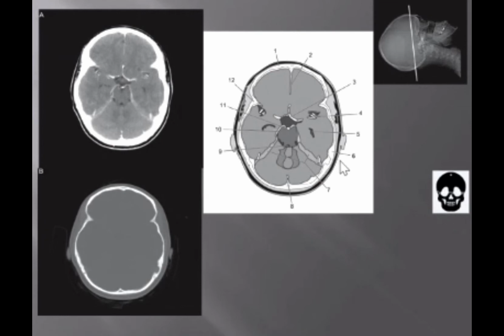Number 7 is the cerebellar tentorium. Number 8 is the internal occipital protuberance. Number 9 is the fourth ventricle. Number 10 is the posterior cerebral artery. Number 11 is the basilar artery. And number 12 is the temporal bone.